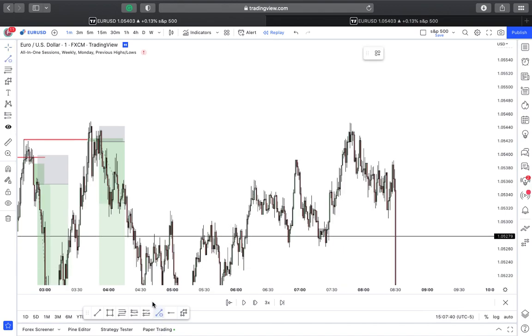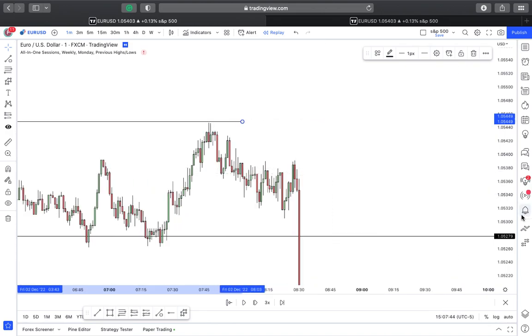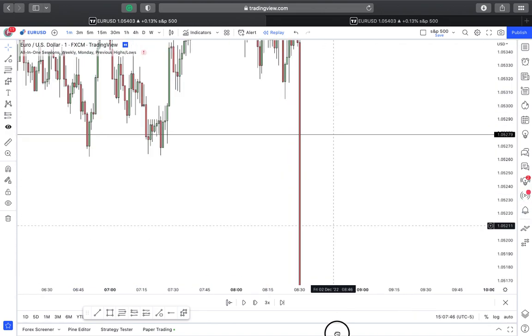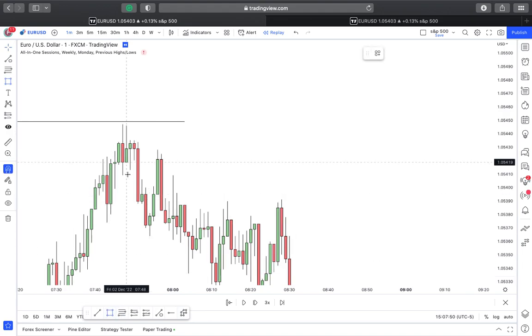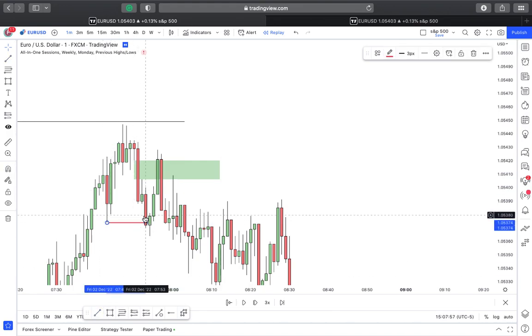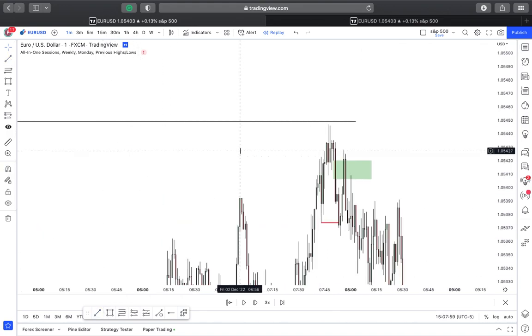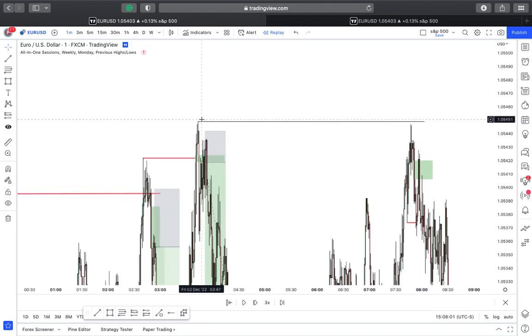If we had this raid over here, right? So this could have been a valid trade, but we don't have a raid. We didn't take this. We missed this raid. This was the fair value gap, and we also had the market structure shift as well. So this could have been a valid trade, but as you all know, we need a raid either on a buy side liquidity or a sell side liquidity to target the opposite direction.